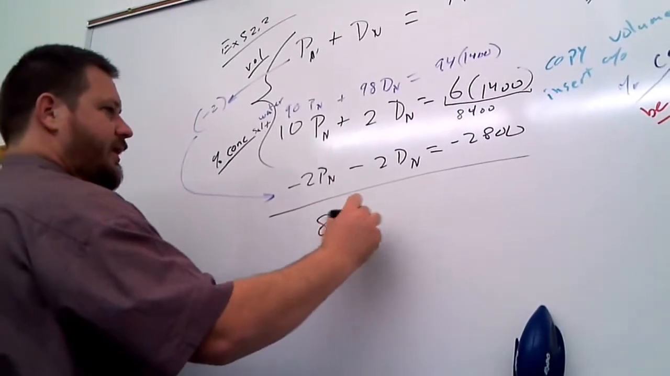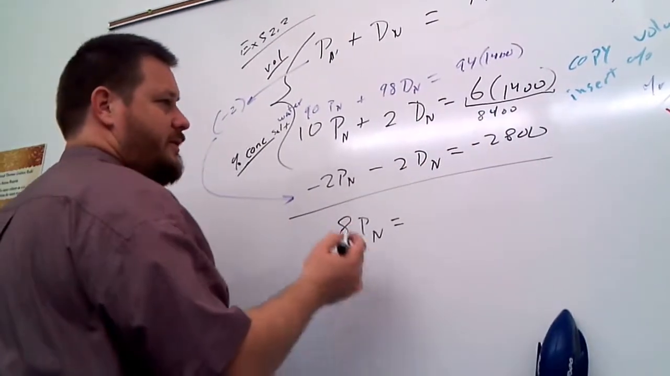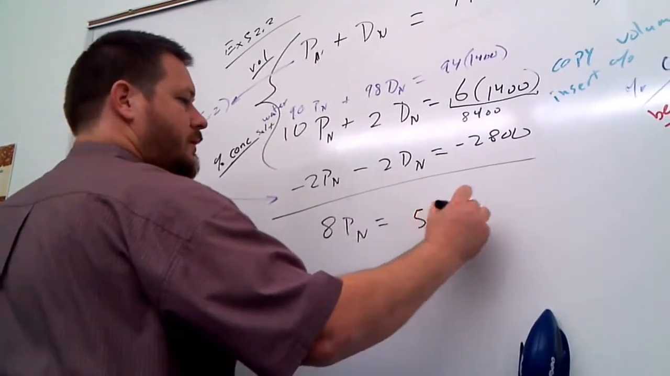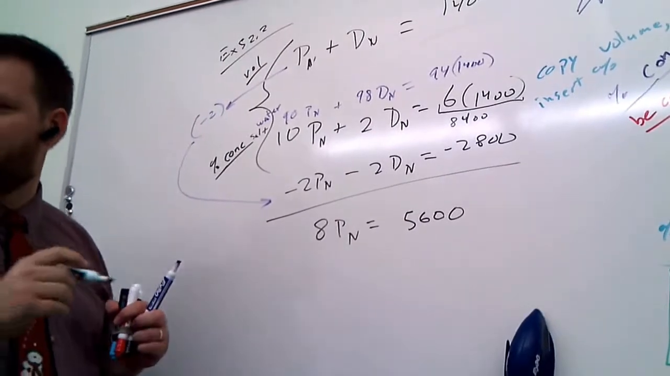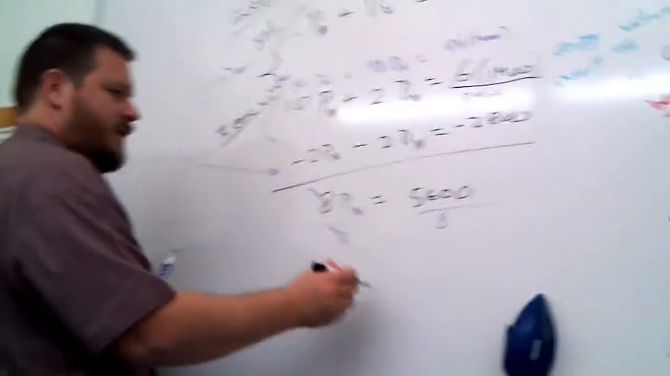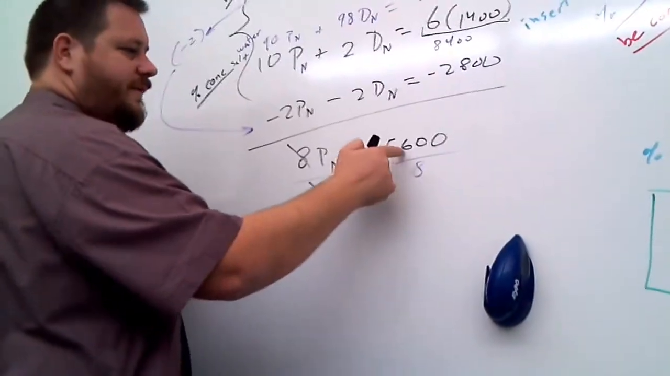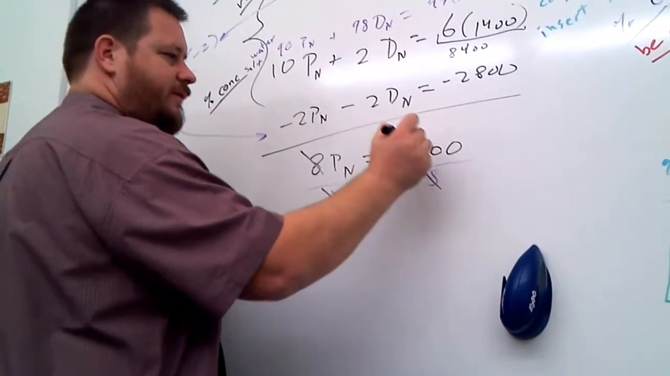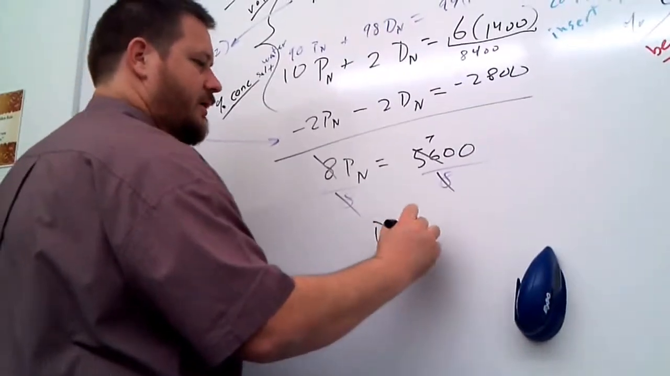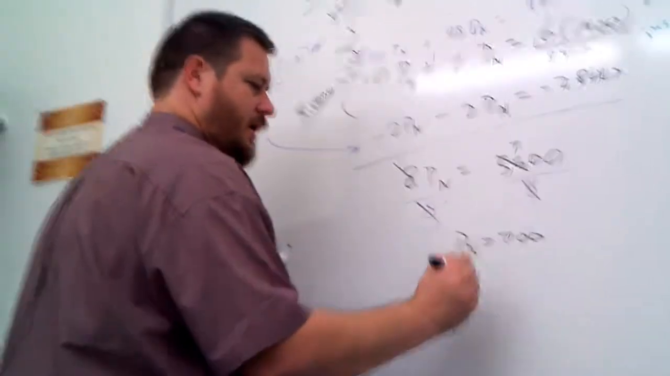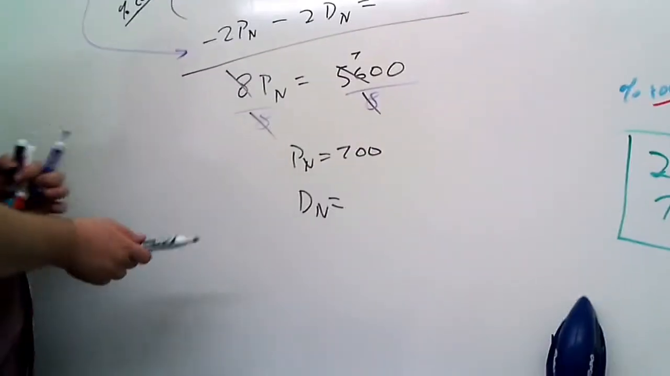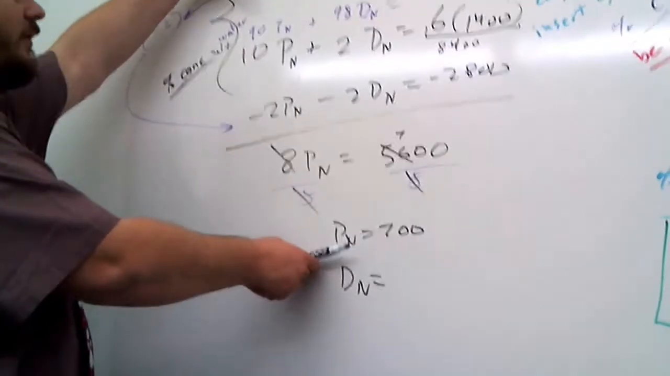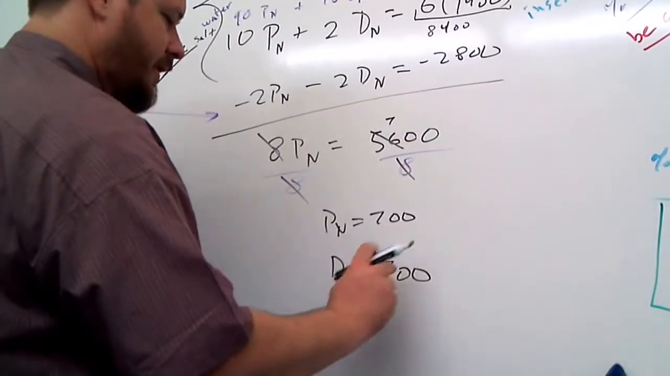We've got 8 Pn equals 8400 minus 2800, which is 5600. 8 goes into 56 seven times, leaving 7 and 2 zeros. So Pn equals 700. And then Dn is going to be what? Go back to the simplest equation. If Pn is 700, what's Dn? 700. Am I done?